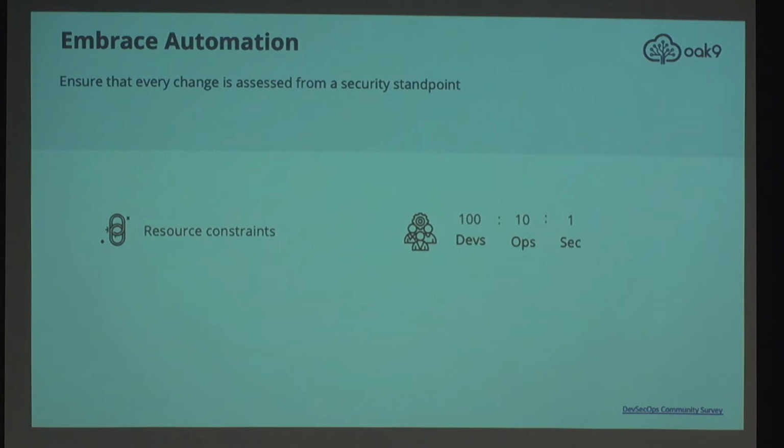And I don't know of a single security team, including mine, that isn't resource constrained. And so automation is really the only way to scale resource-constrained security teams and get the most out of the resources that are on your team.